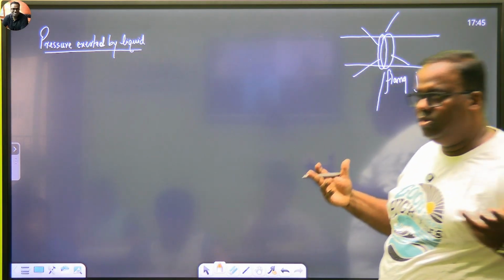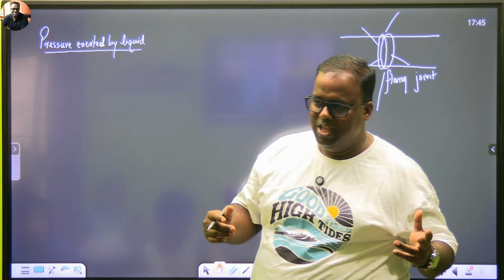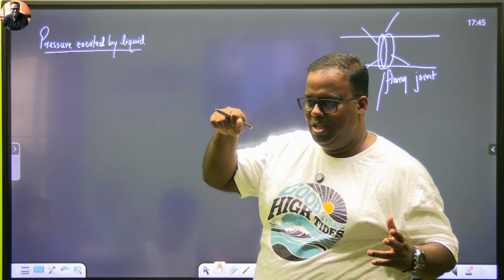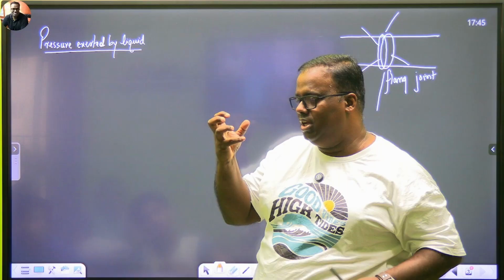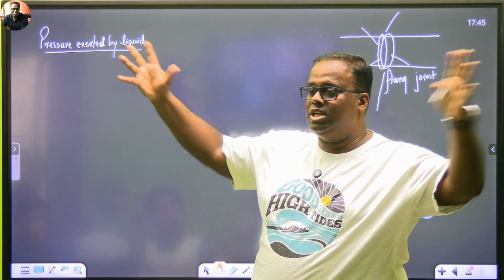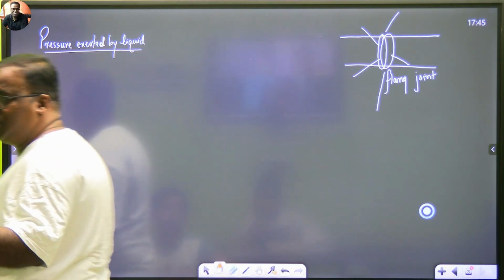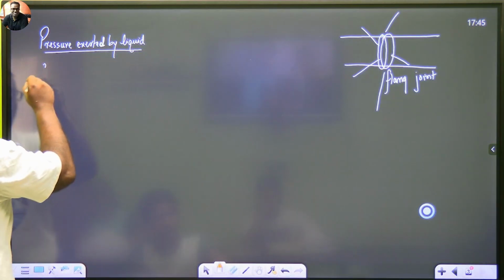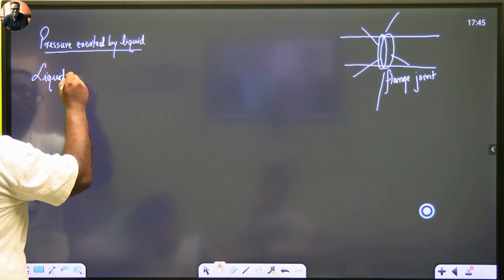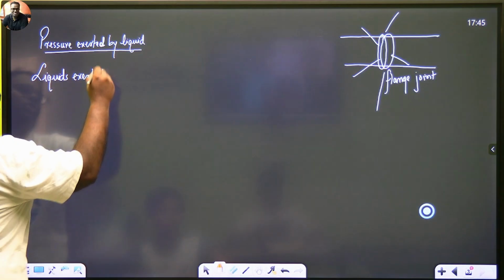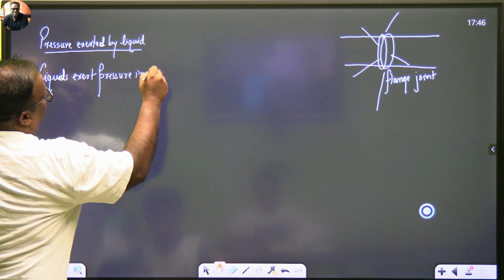Nowadays you don't get them, but when we were kids, we used to get water balloons for playing. The balloons had water inside them, and if you make small holes and start squeezing, the water ejects with pressure equally on all sides. So always remember, liquids exert pressure in all directions. This is something that you should remember.